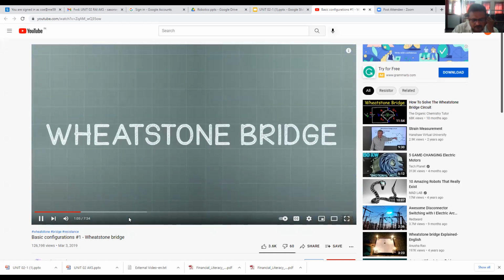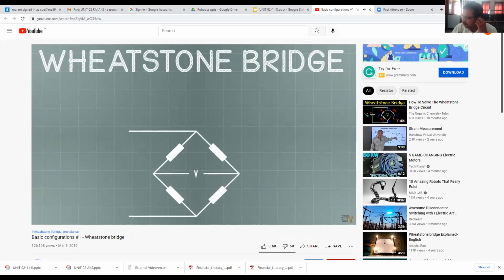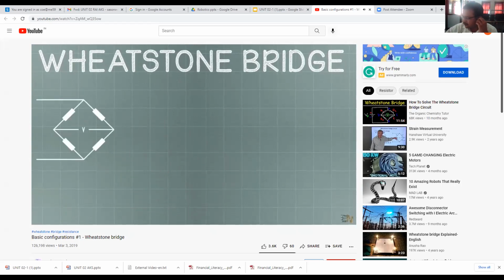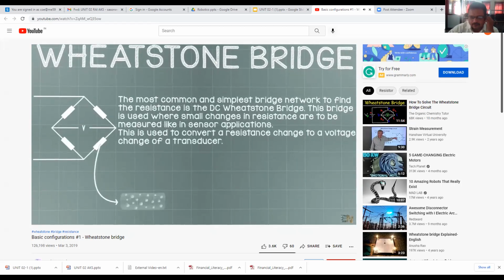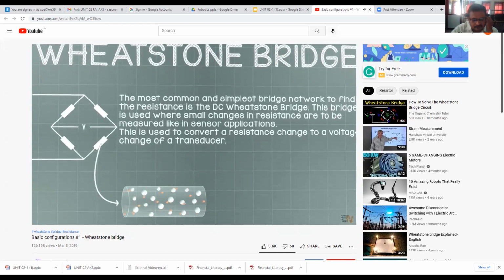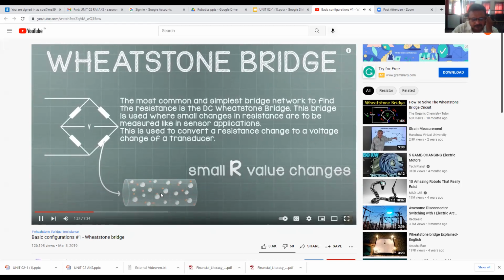What's up, my friends? Welcome back. Okay, so what is the Wheatstone Bridge? Well, a good definition would be that it is the most common and simplest bridge network used to find resistance values. It uses a configuration to detect very small resistance changes, and that could be used with sensor applications. We convert resistance changes to voltage changes, and that is very useful.